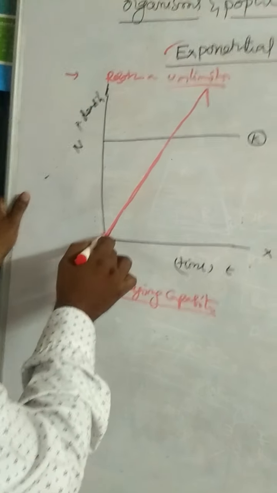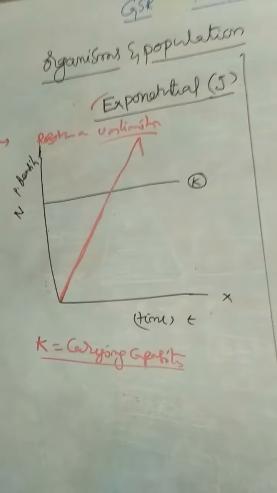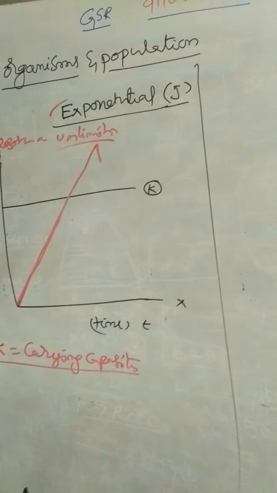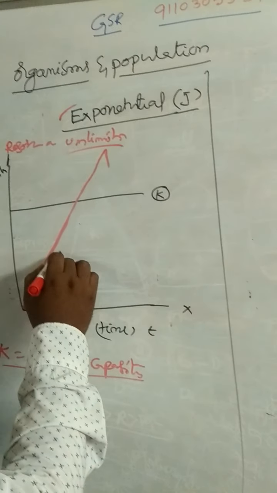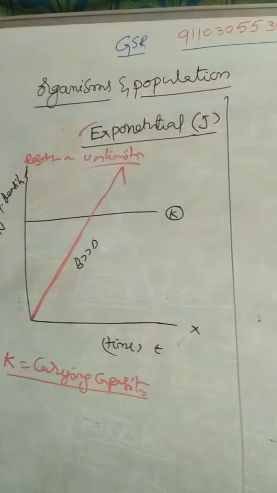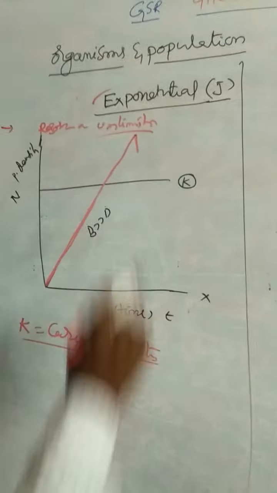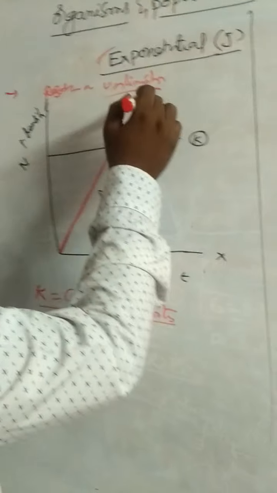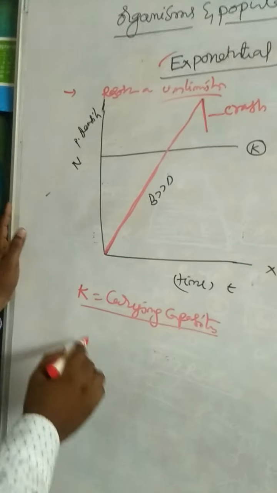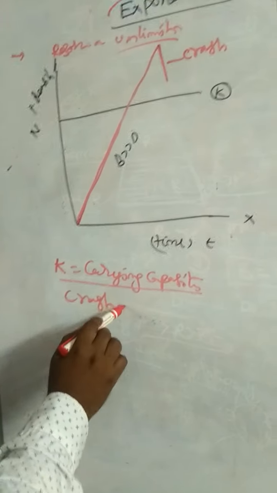In exponential growth curve, due to the presence of unlimited resources and favorable conditions, birth rate is greater than the death rate. Whenever unfavorable conditions occur, there is a sudden decrease in the size of the population. That sudden decrease in the size of the population is called crash. What is crash? Sudden decrease in the size of the population is called crash.